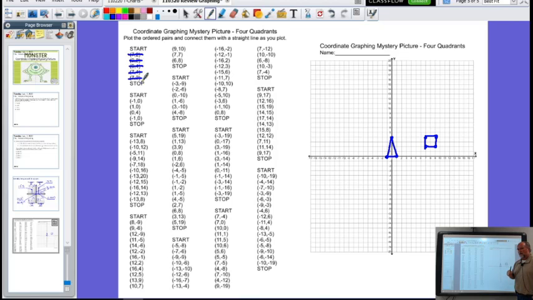Okay, so enjoy graphing. Make sure you come up with a picture, and I will collect them tomorrow whenever I come back to class. Okay, so I'll talk to you later.